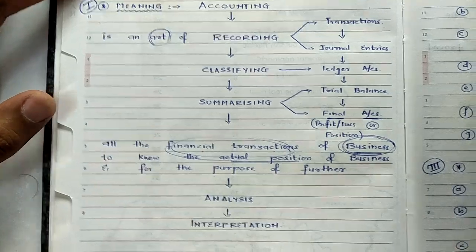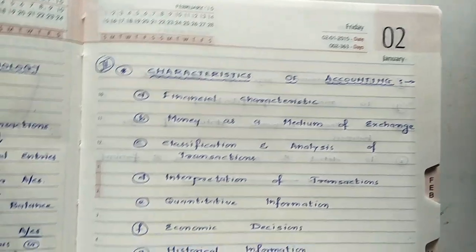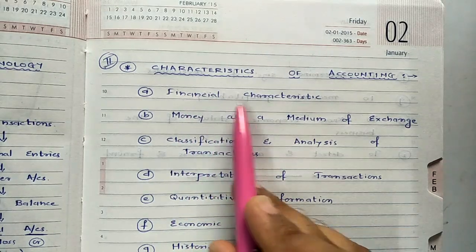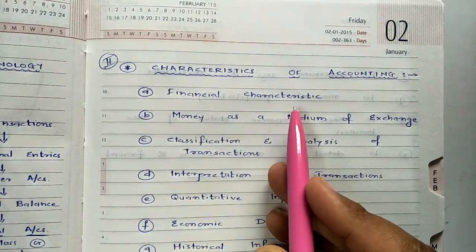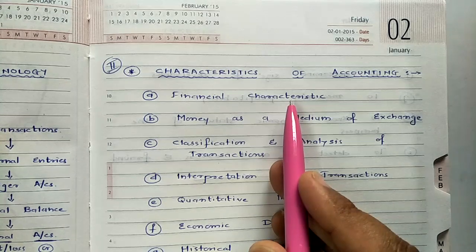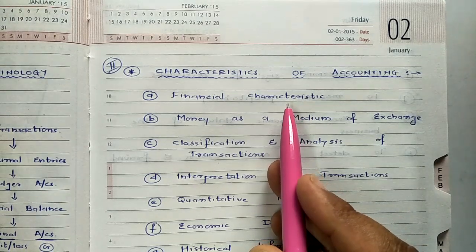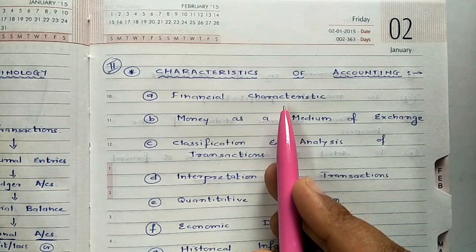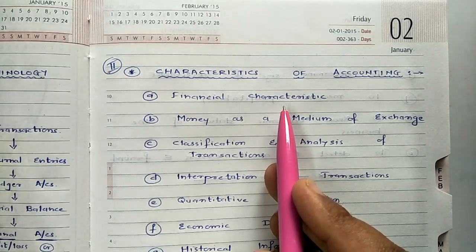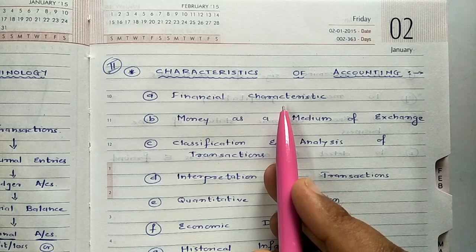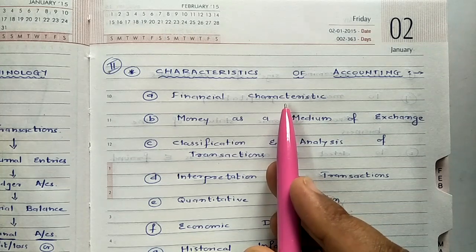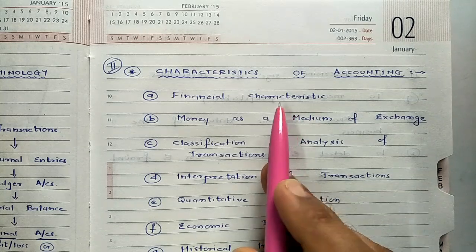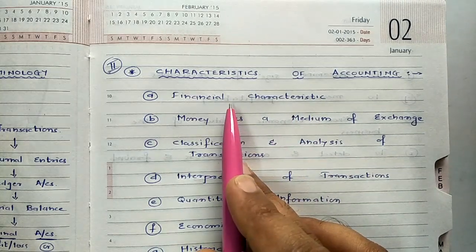Now let us go through the characteristics of accounting. Under the characteristics of accounting, the very first characteristic is the financial characteristic. That means the records written here are of a financial nature. They should be strictly of a quantitative nature and not of a qualitative nature. We do not consider non-financial transactions here; we record transactions only of a financial nature. Again, repeating that example, appointing a worker is not a transaction, but paying salary is a transaction.